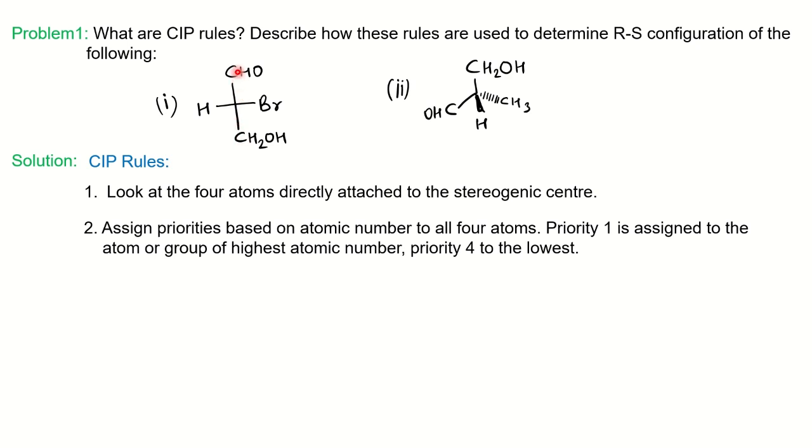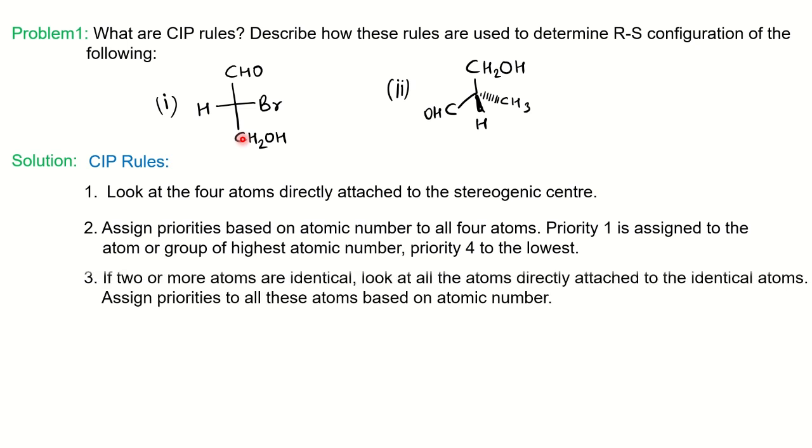If both are the same atom, then what do we have to do? If two or more atoms are identical, look at all the atoms directly attached to the identical atoms. You can see here it is CH2OH: two hydrogens, then oxygen, and again one hydrogen is attached to this oxygen. Here, again, you have C double bond OH.